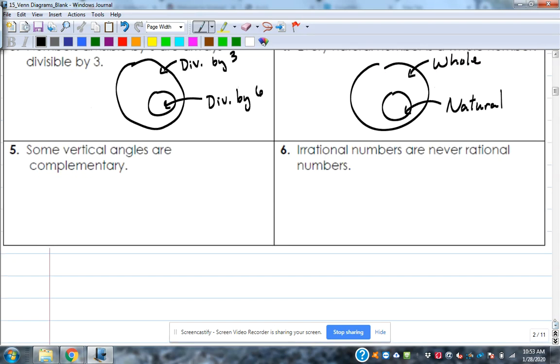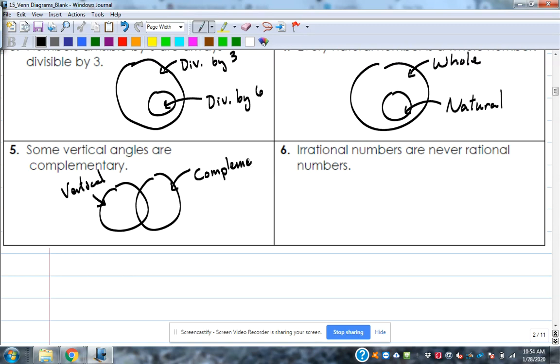Number 5, some vertical angles are complementary. So now we're asking when we're going to get back to real geometry. We're kind of working geometry in here as we're doing this. It's just kind of sneaking it in a little bit at a time. Okay, so the sometimes one is the overlapping circles. One of the circles just needs to be vertical angles, and the other one is complementary angles. And the overlap in the middle there is what the same.